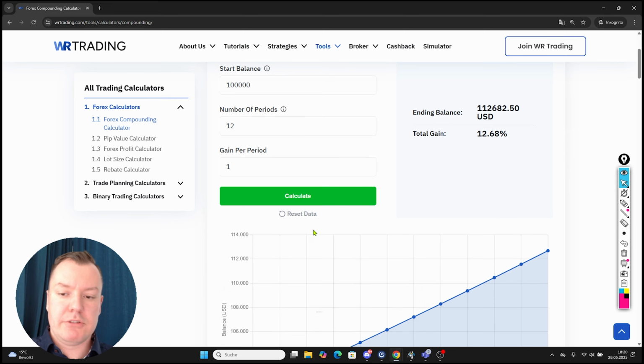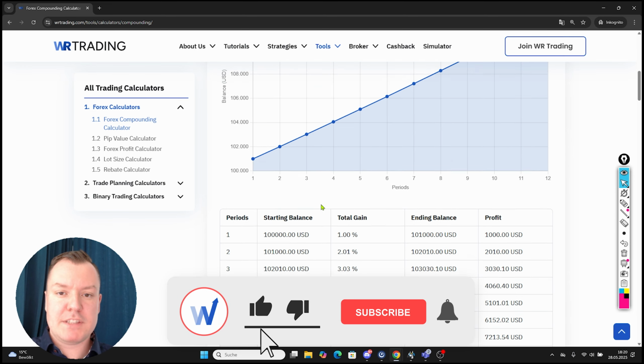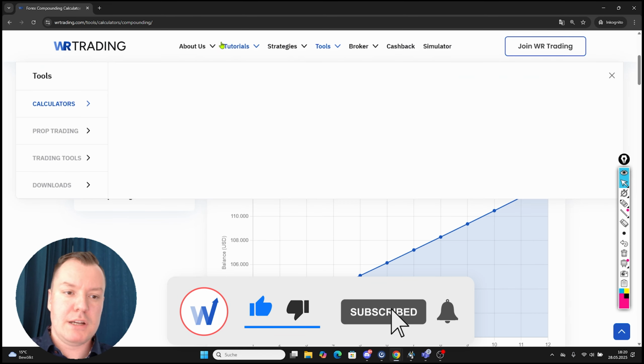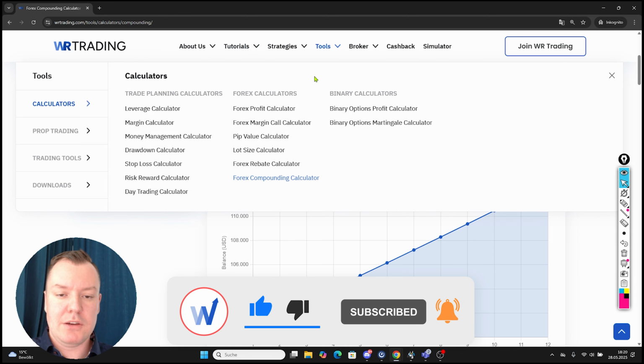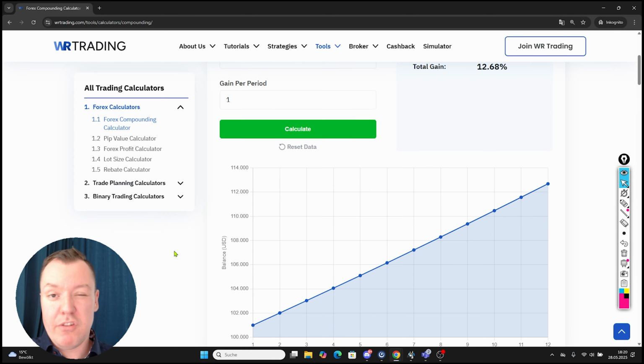You can calculate it however you want for your strategy. If you have some data, you can calculate it here directly on our website. You will find the calculator. If you go on Trading, go on calculators, and here you will find all the other calculators for your trading.